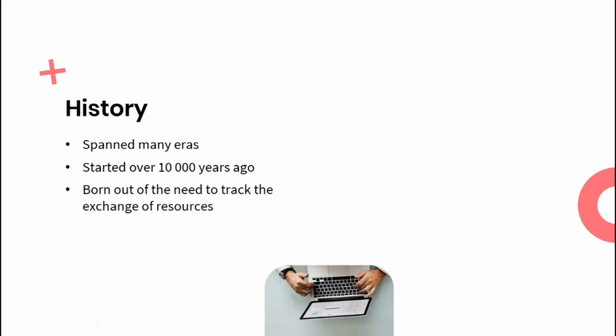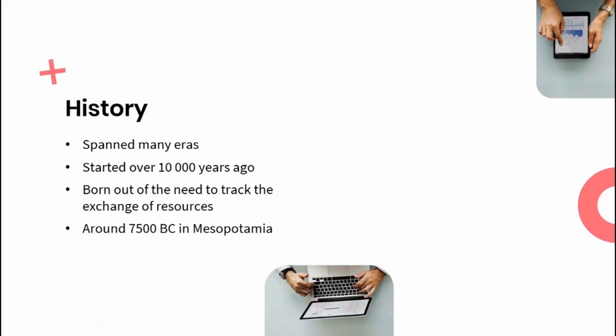The concept of exchanging goods spans many eras, starting over 10,000 years ago. In other words, the concept of bartering. Bartering has been modernized to take place online, where we exchange money for goods, but irrespective of the resources, the transactions need to be recorded and tracked. This need arose due to the increase in the volume of exchanges taking place.